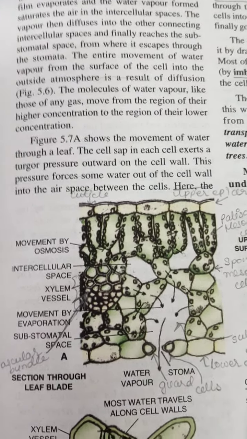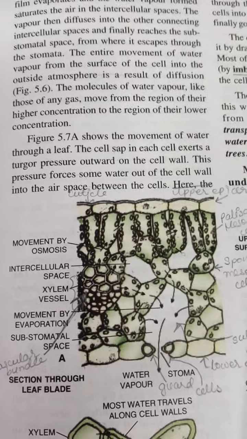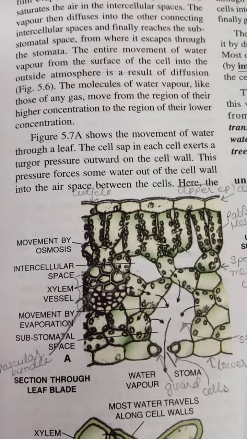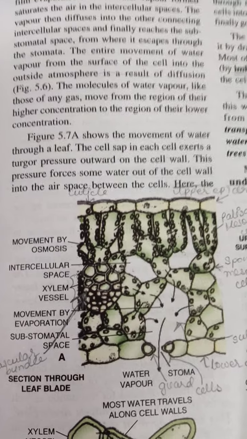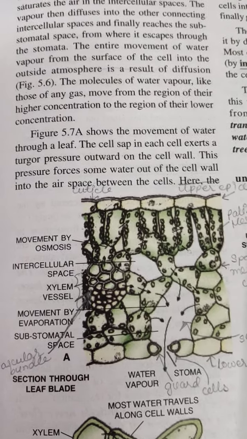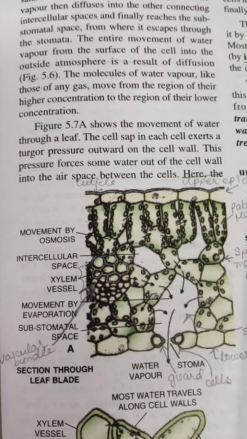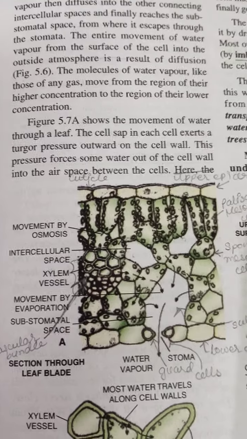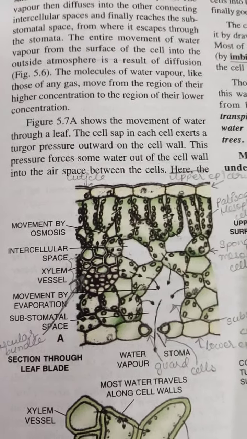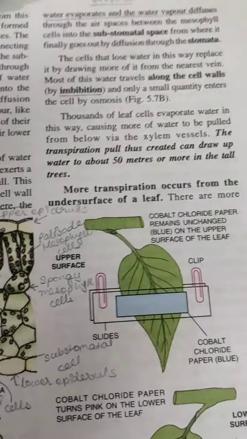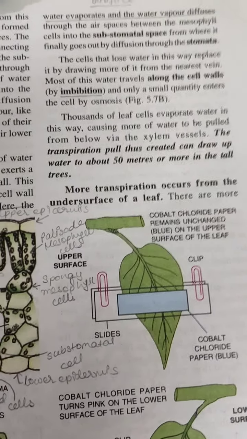The entire movement of the water vapor from the surface of the cell into the outside atmosphere is a result of diffusion. The molecules of water vapor, like those of any gas, move from the region of their higher concentration to the region of the lower concentration. The cell sap in each cell exerts a turgor pressure outward on the cell wall. This pressure forces some water out of the cell wall into the air space between the cells. Here, the water evaporates and the water vapor diffuses through the air spaces between the mesophyll cells into the substomatal space, from where it finally goes out by diffusion through the stomata.